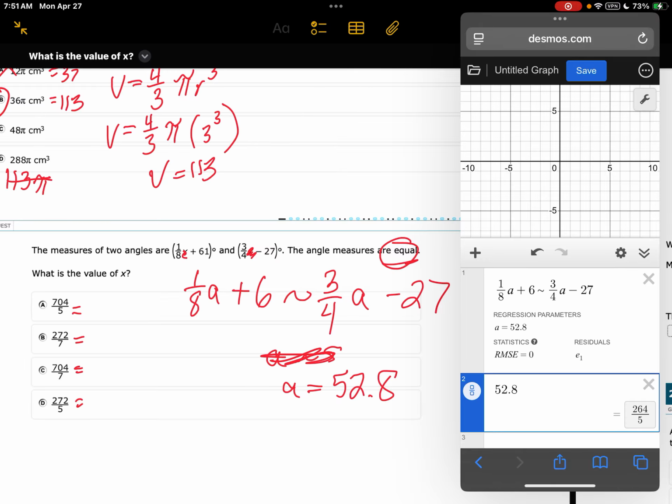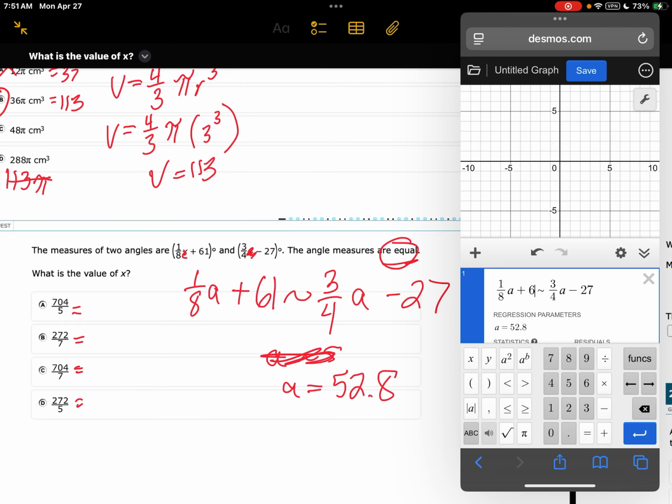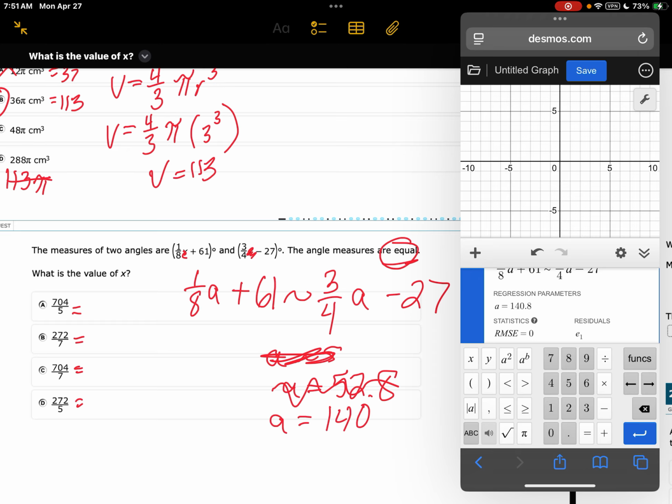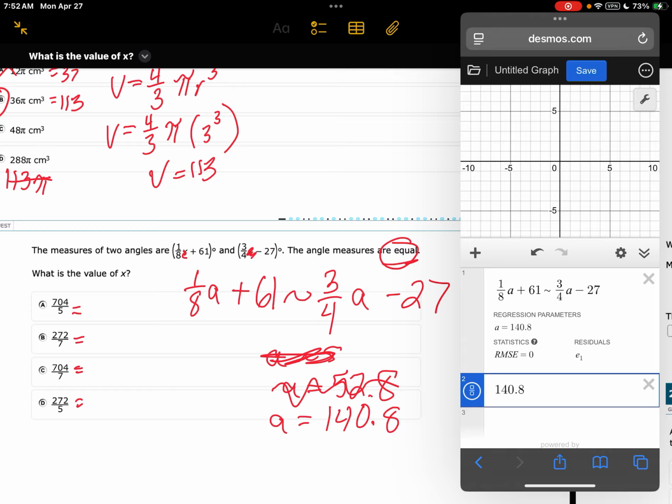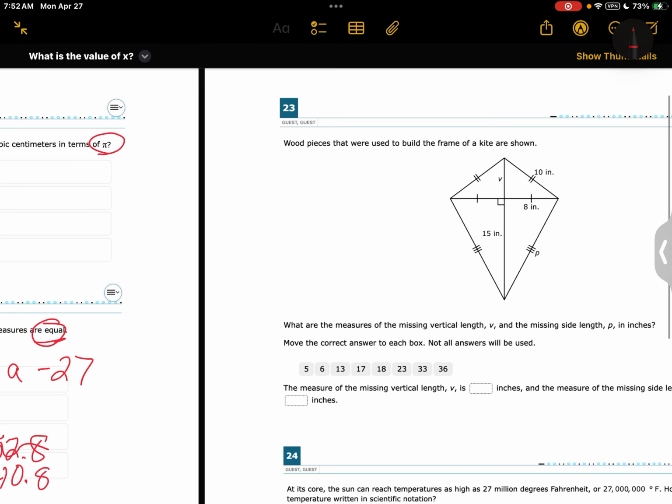Let's see, I did something wrong. Oh, 61. All right, that should be 61. Woo! All right, so I'm glad you could see that happen in real time, actually. So I'm going to type that in. Now hit the fraction button. 704/5. A. Okay, I got time for one more before it's time for duty.